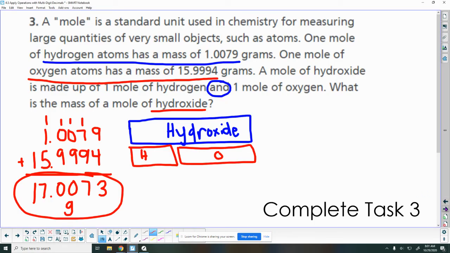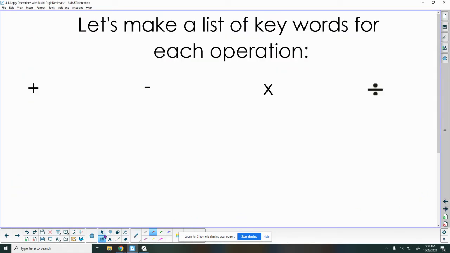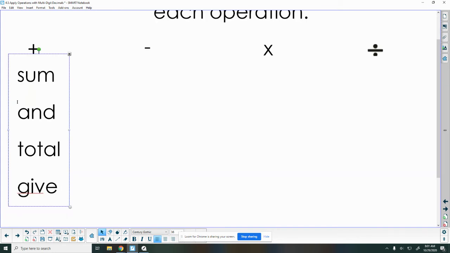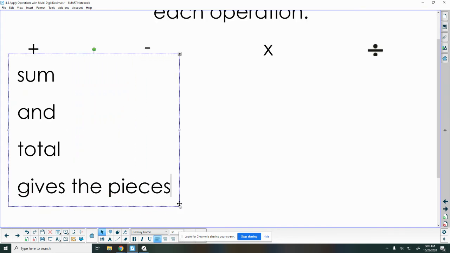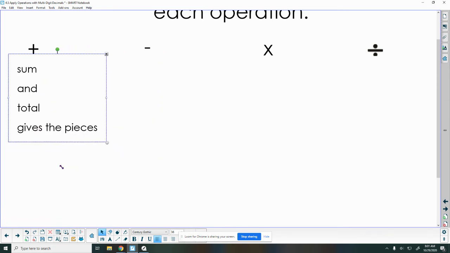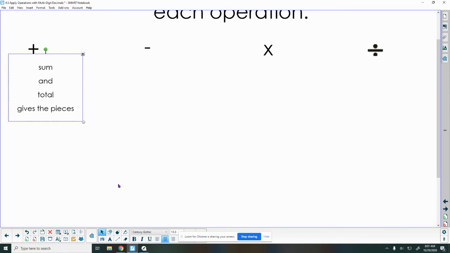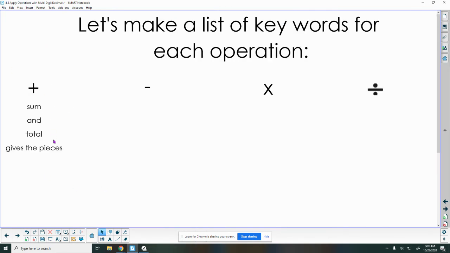The final thing I want to do today is make a short little list of words I look for when I am solving different operations. So I know when I'm adding, it might say the word sum. I might see the word and. I need this and this. It will ask usually for a total, and it gives the pieces. So those are some helpful words there when you are trying to add.